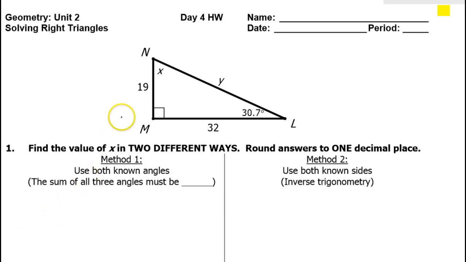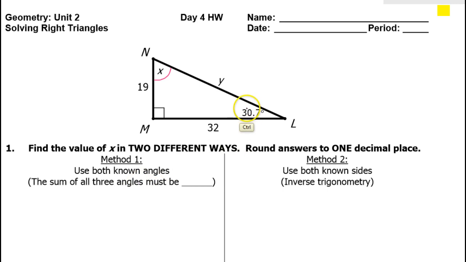Solving right triangles. Solving a triangle means finding all unknown sides and any unknown angles. And in this video, I will show you how to do that. In problem number 1, we need to find the measure of angle x in two different ways.